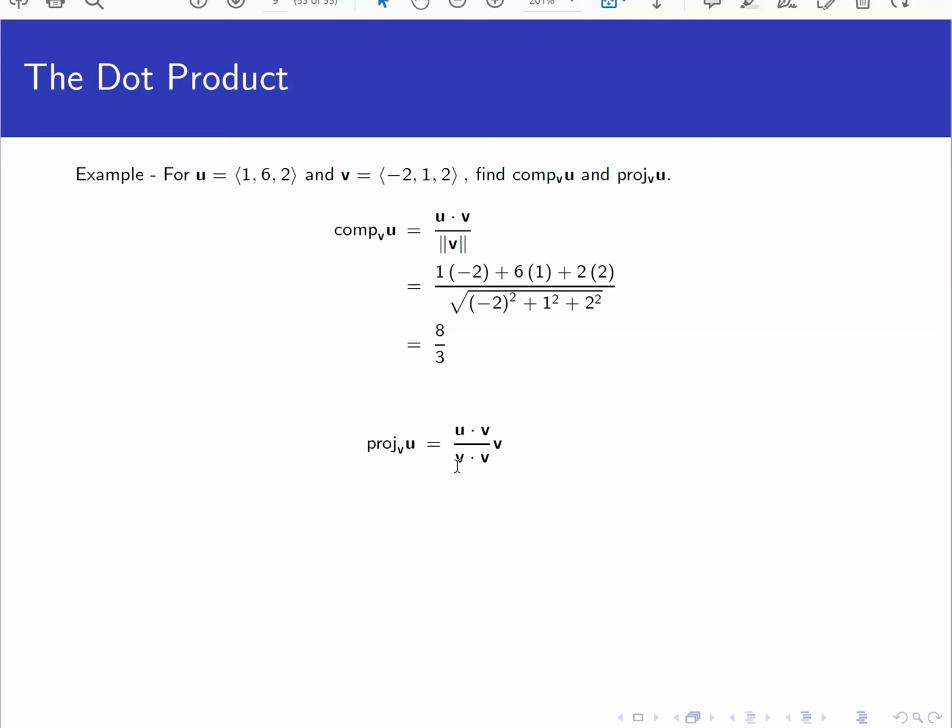For the projection, that's u dot v over v dot v. U dot v was 8. V dot v is the square of the magnitude. We already calculated the magnitude was 3, so the square must be 9. So we get 8/9 of negative 2, 1, 2. And we can distribute that through if we'd like to get the vector negative 16/9, 8/9, 16/9.